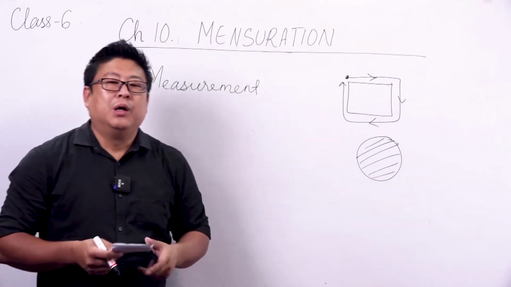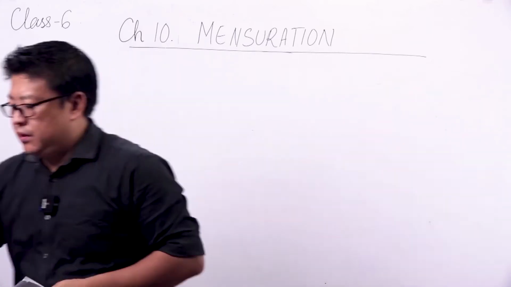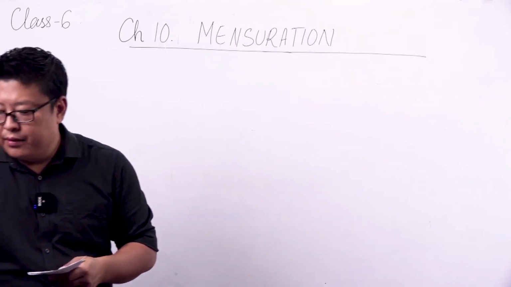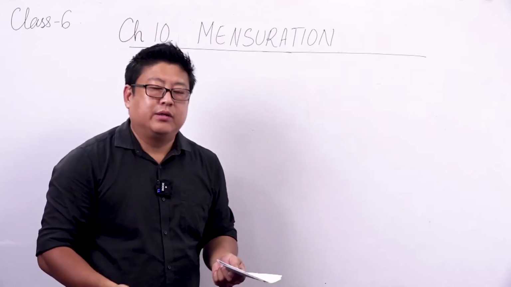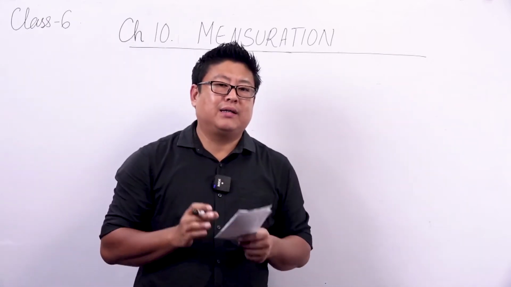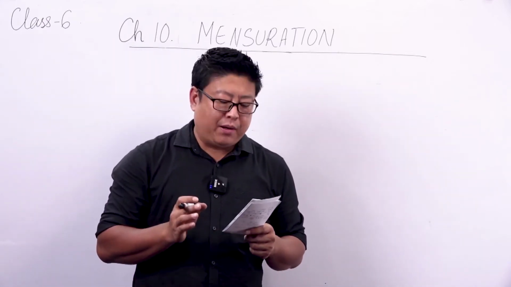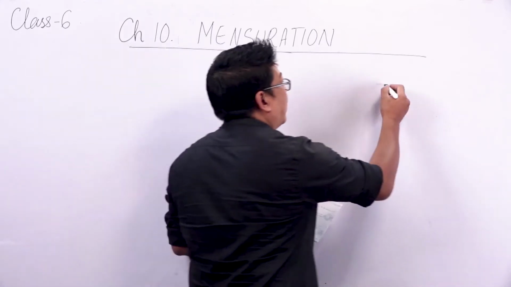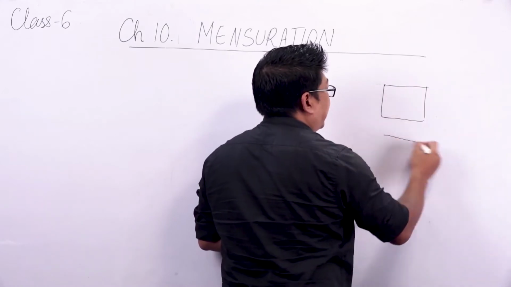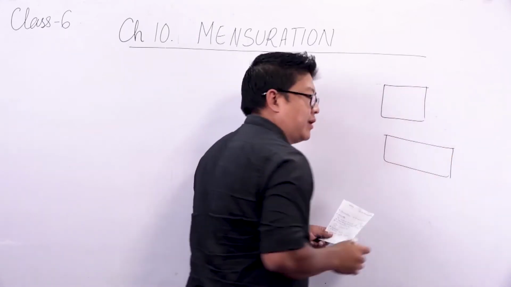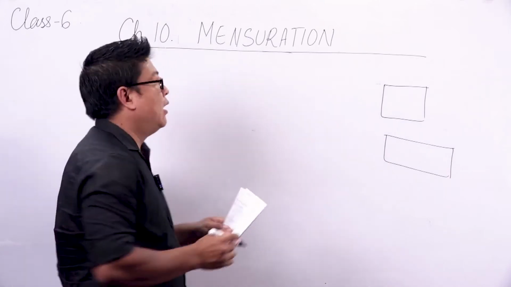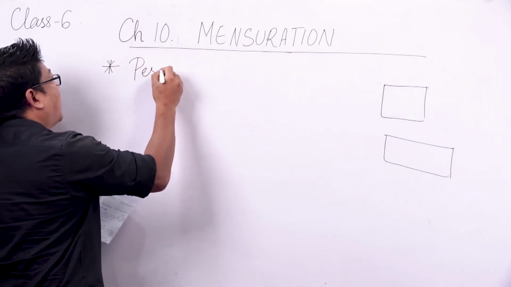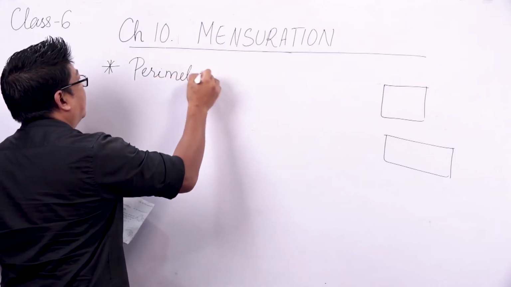Okay, so let's start with the chapter. As the name itself depicts, it is about measurement. So far we have learned some topics about measuring the sides of squares, measuring the sides of rectangles, and all this. Today we will learn about the first topic, that is perimeter.